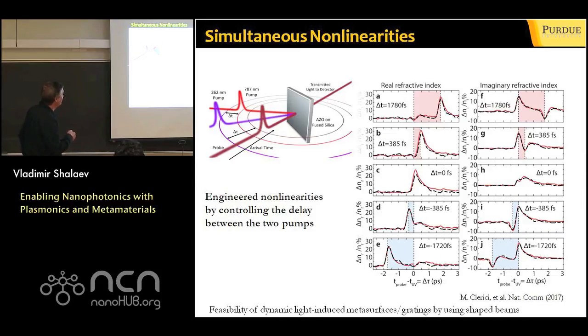So you see, this is our signal probe, which is around telecom, and two pumps. One is UV, another is near-infrared. And depending on the delay between the two pumps, I could make this contribution larger or smaller. I could have constructive interference or destructive interference. I could enhance the nonlinear response or change its sign. I really design and engineer the nonlinear response.